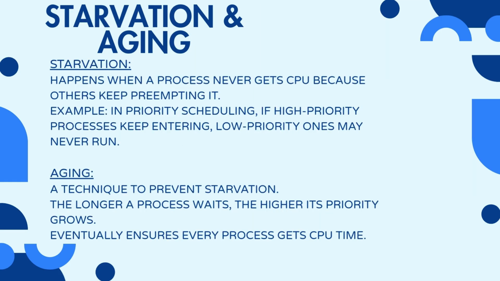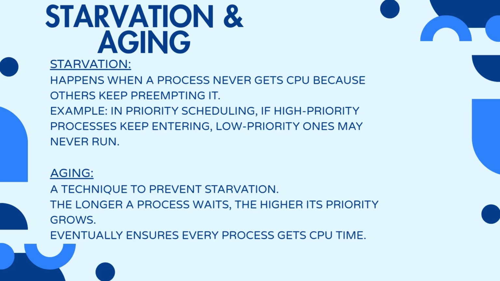Slide 3 is starvation and aging. One big issue, especially with priority scheduling, is starvation. This happens when a process keeps waiting indefinitely because new high priority processes keep arriving. For example, imagine a low priority background task on your computer. If important system tasks keep coming, that background task may never run.